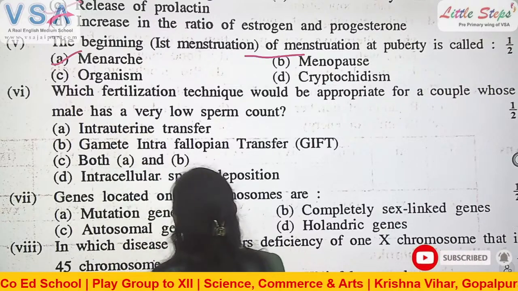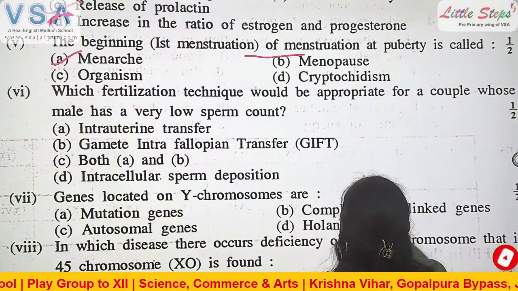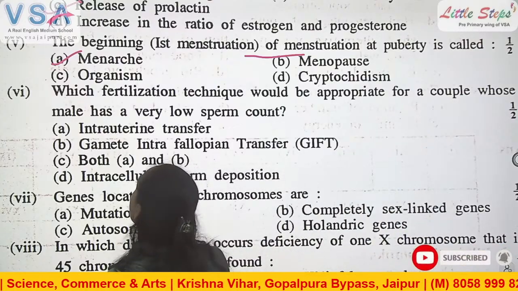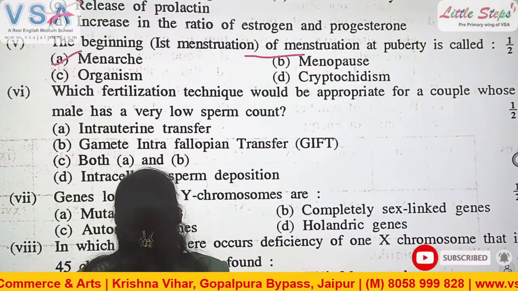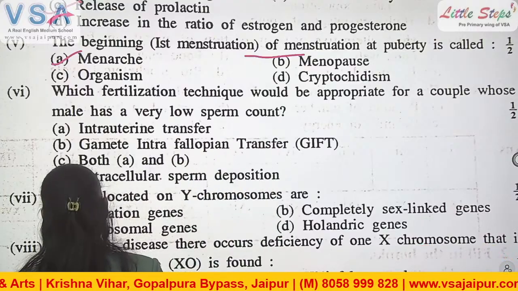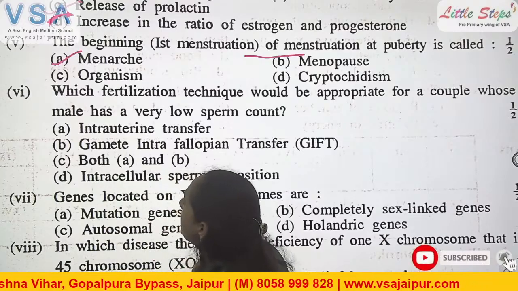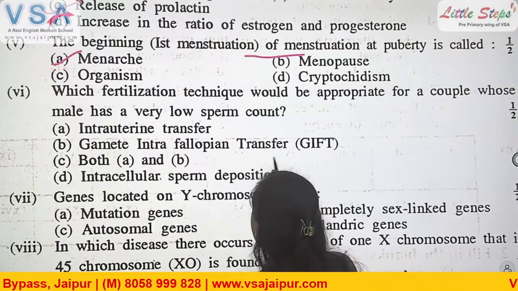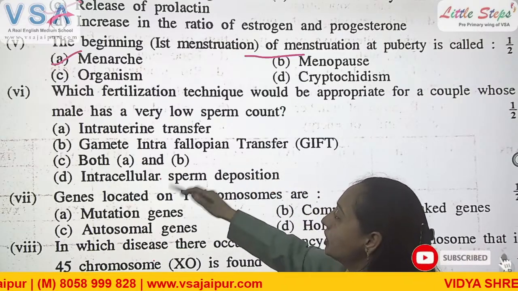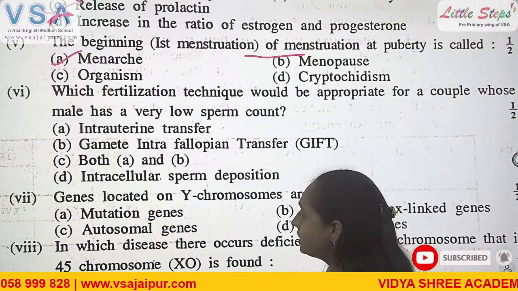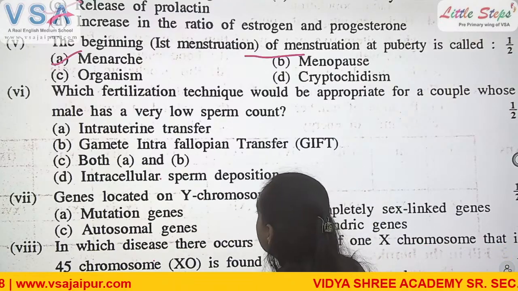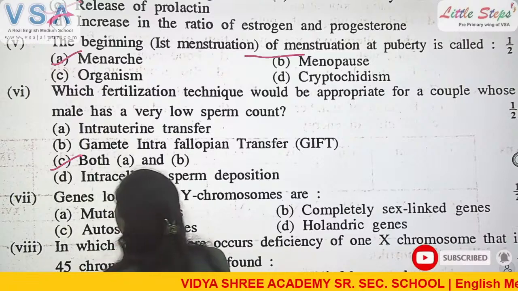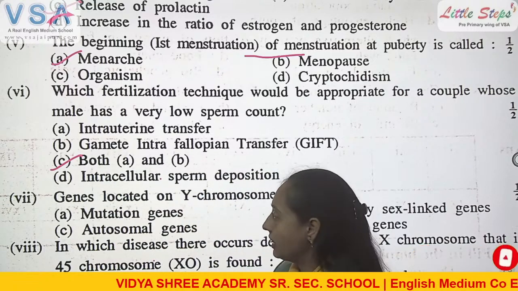Which fertilization technique would be appropriate for a couple whose male has a very low sperm count? Which technique will be used? Intrauterine transfer, gamete intrafallopian transfer, both A and B, or intracytoplasmic sperm injection. What is the right answer? Option C, both A and B techniques.